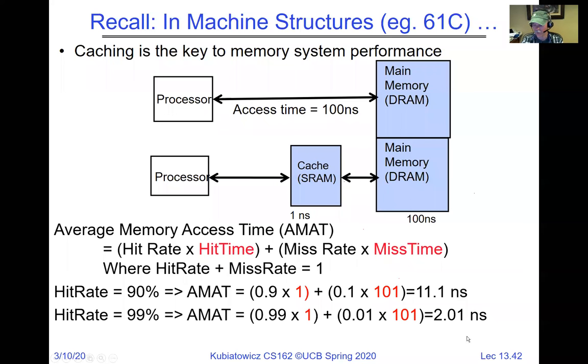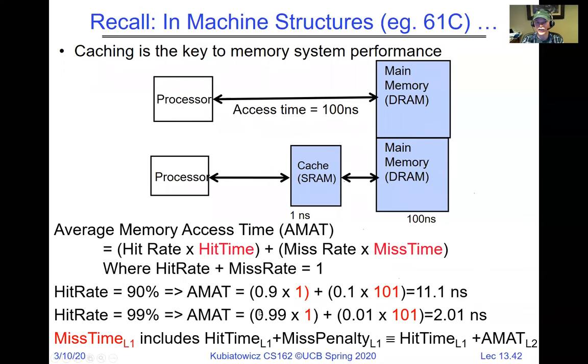So look at the difference in that, right? That's a factor of 5 or better difference in performance just by having a higher hit rate. And so this is, of course, why caching works. And by the way, this miss time, as I mentioned, includes the hit time and the miss penalty, where the miss penalty is the time to go down to DRAM.